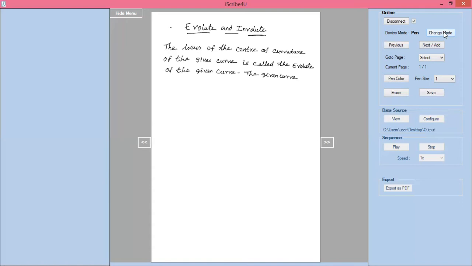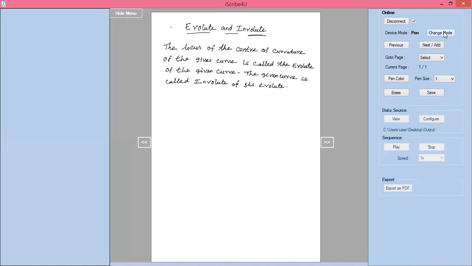The given curve is called involute. The curve we are calling as involute of its evolute.